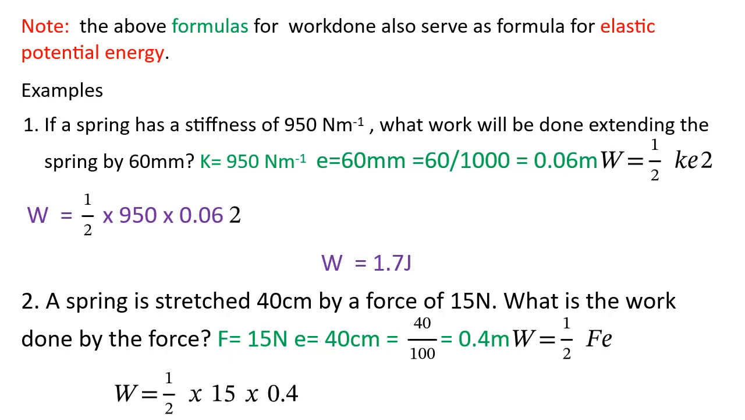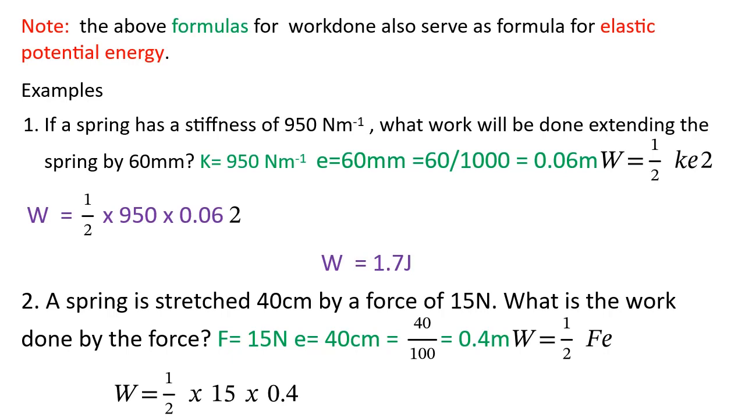We have it that our stiffness K is equal to 950 Newton per meter. Our extension is 60 millimeter. But millimeter is not the SI unit of length, therefore we have to convert to meter. Converting to meter, you divide by 1000. 60 divided by 1000 is equal to 0.06 meter.